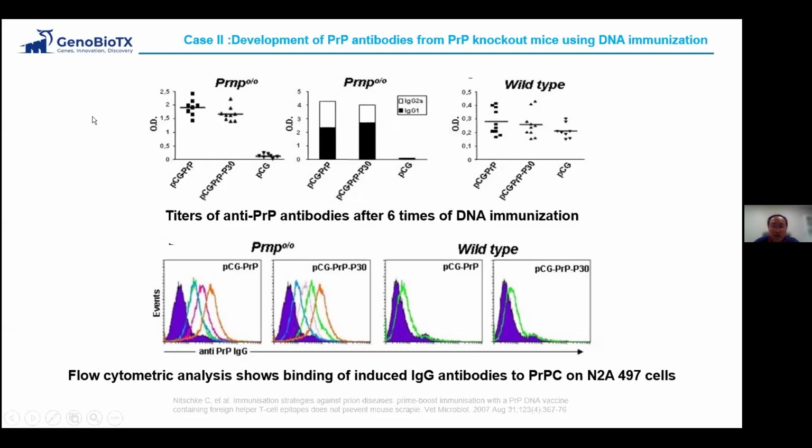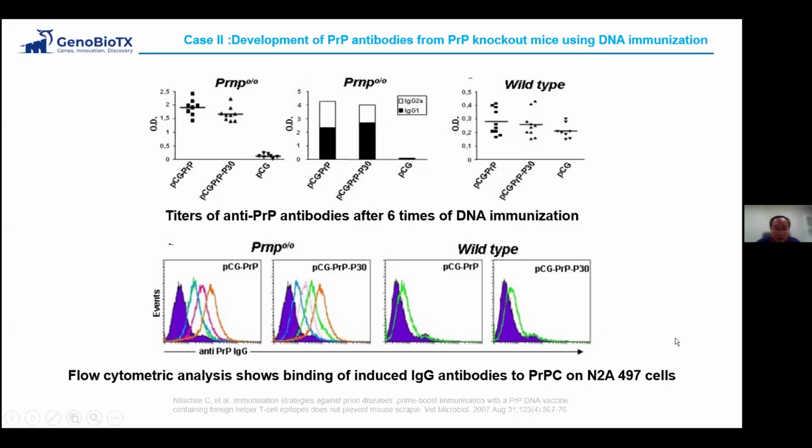After 6 times of DNA immunization, you can observe very high titers of antibodies in the blood of the knockout mice. Most of the antibody types in the mouse blood are IgG2a or IgG1, but no antibody was detected from the blank vector. In the wild-type mice, even after 6 times of DNA immunization, you can hardly observe any antibody titers in the mouse blood.